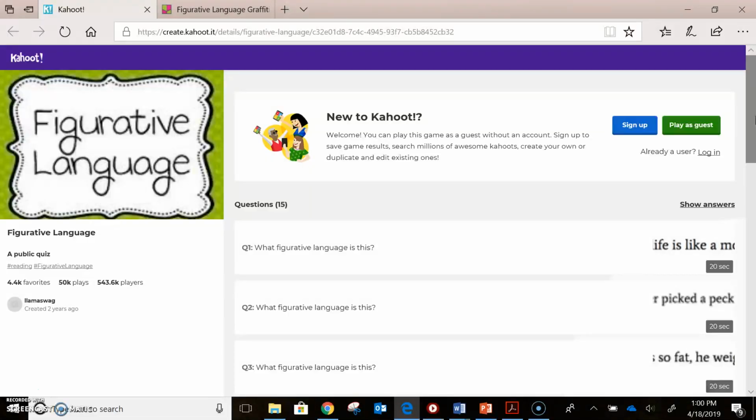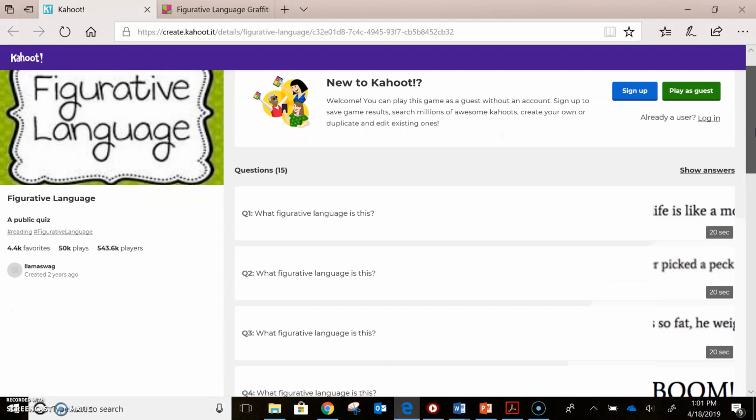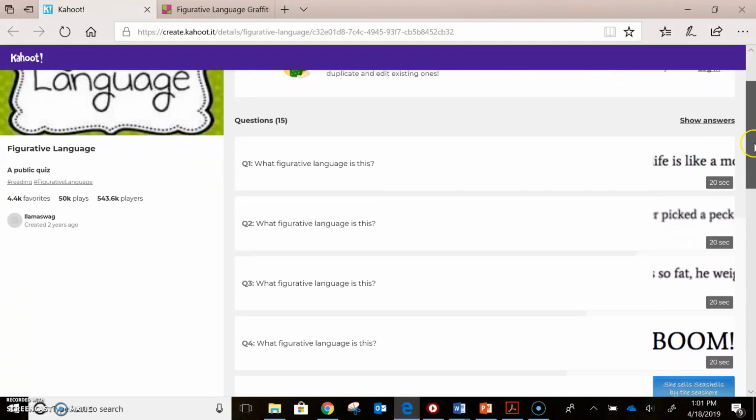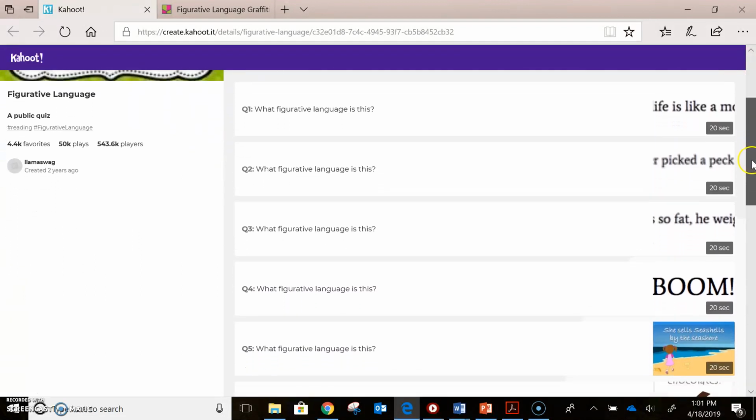The next learning task for this unit was a Kahoot game. Students played an interactive Kahoot game to review what they had learned so far about figurative language. Students were split into teams and were shown examples of sentences that contained figurative language devices. The students then had to determine which figurative language device was being shown in the example.